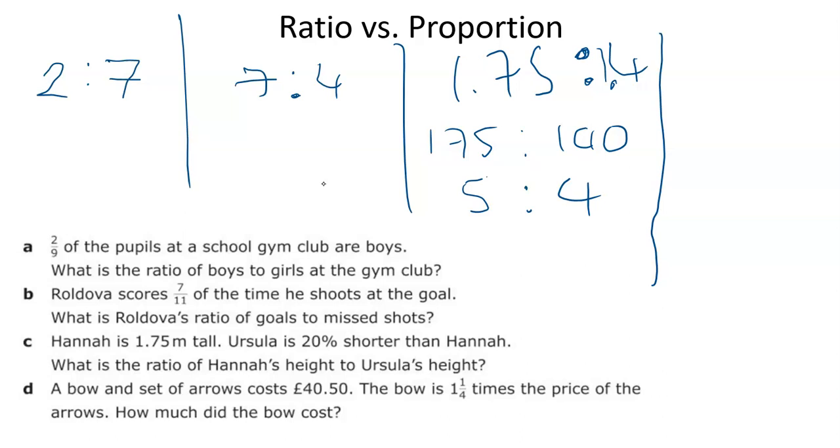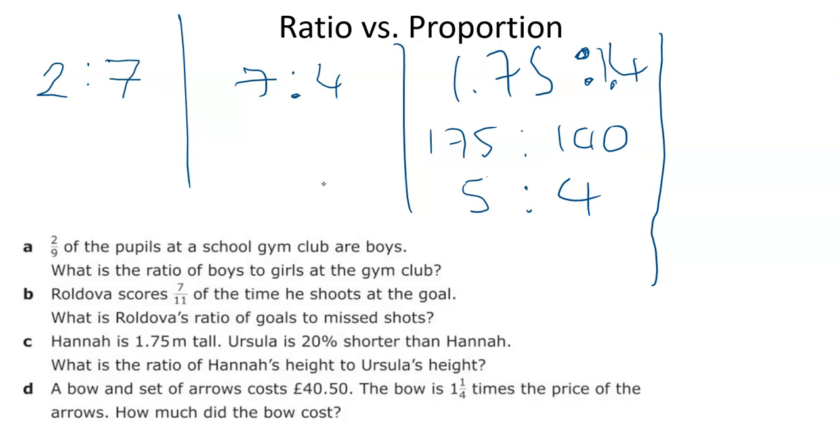A bow and set of arrows cost that much. So that's bow and arrows. The bow is 1.25 times the price of the arrows. How much did the bow cost? Okay, bit of a tricky one, this one. So that's the total, and we need one side. The bow is 1.25 times the price of the arrows.